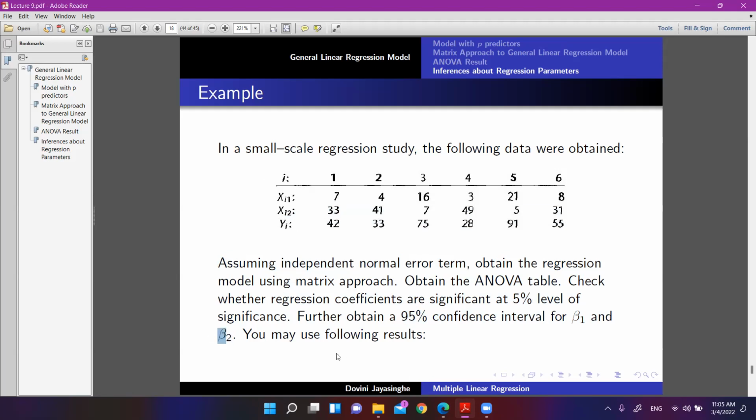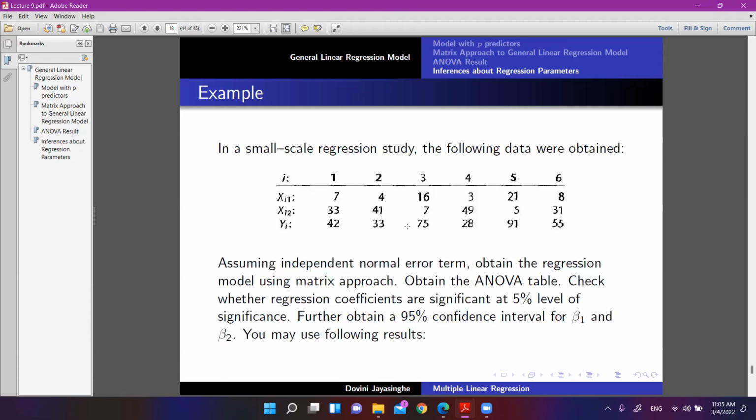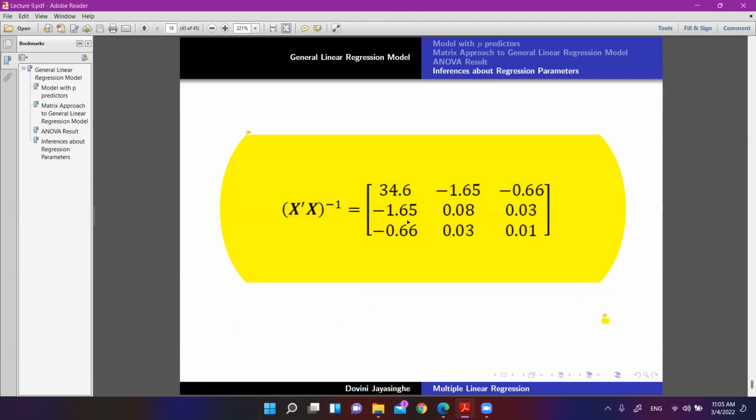Yes, you have beta naught, beta 1 and beta 2, but you can take the variance covariance matrix and obtain confidence intervals for these two as well. You may use the following results, and just for your convenience, I gave this, but don't use this because I was in trouble when using this. I got negative values for ANOVA table sums of squares. That happened because these things are rounded off to the first or second decimal place. So that cannot be done. So use this one.